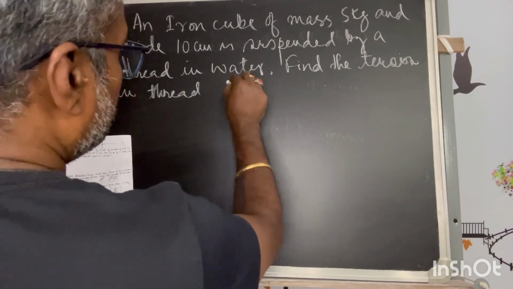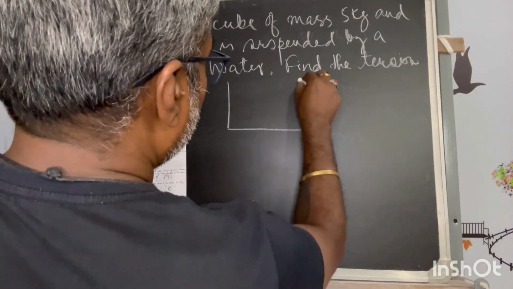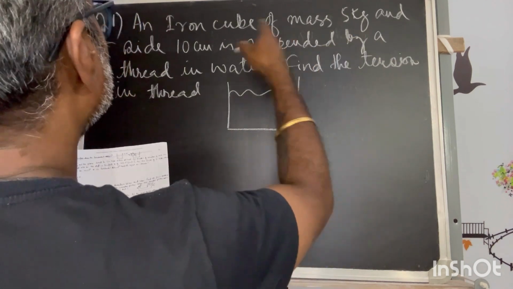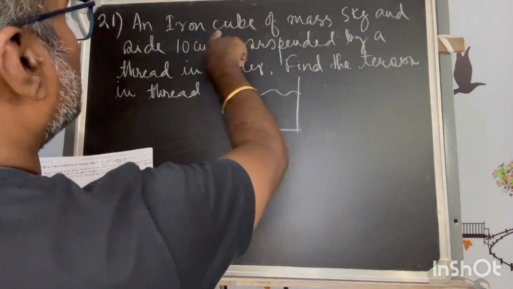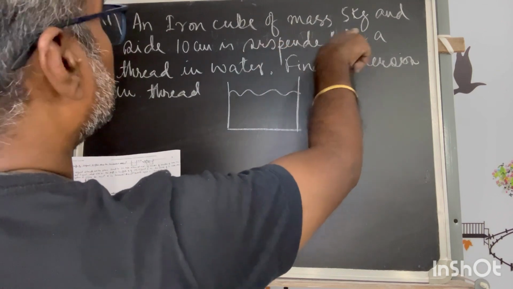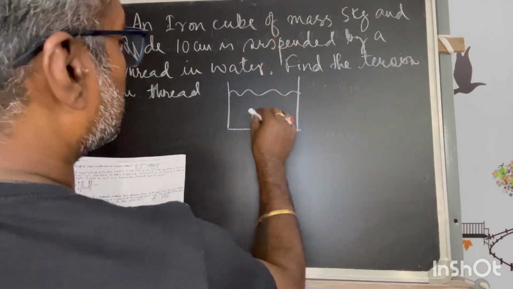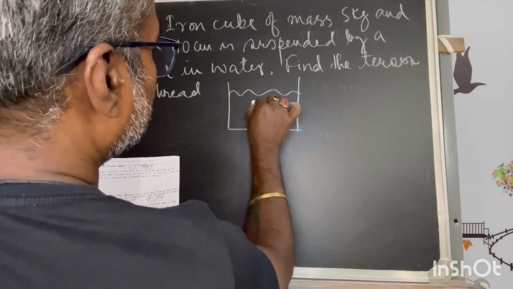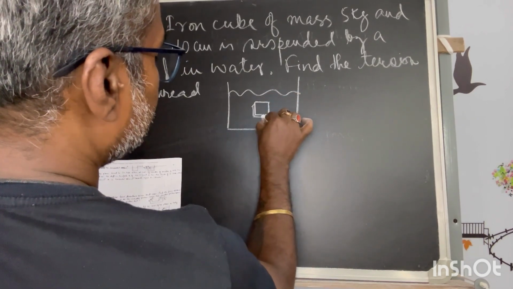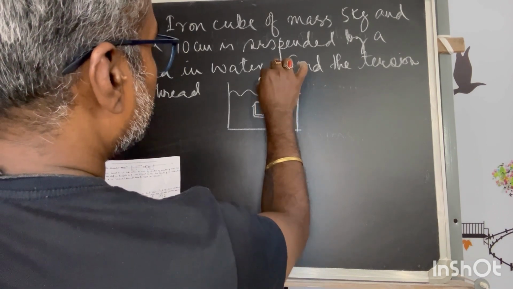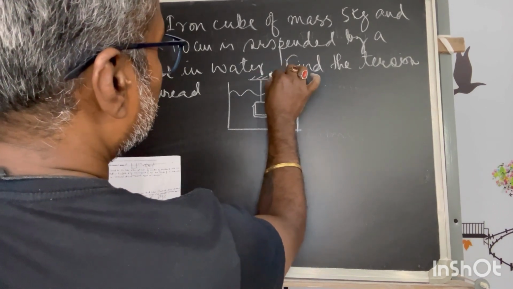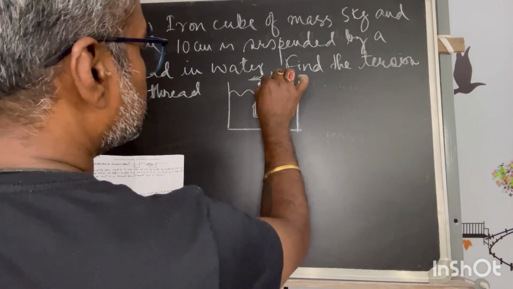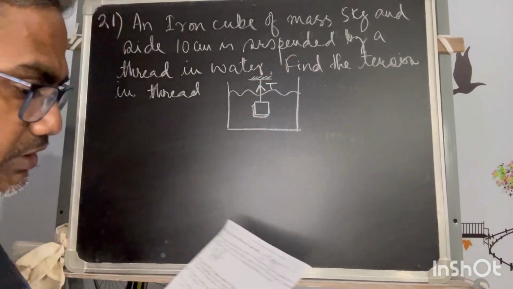Okay, so diagrammatically I have to represent this. Now this is some fluid. An iron cube of mass 5 kg is suspended by a thread into water. So this is water, and this is the cube. This cube is being suspended from a string, supported at some point. Now we have to find the tension. The tension will act upward, T.